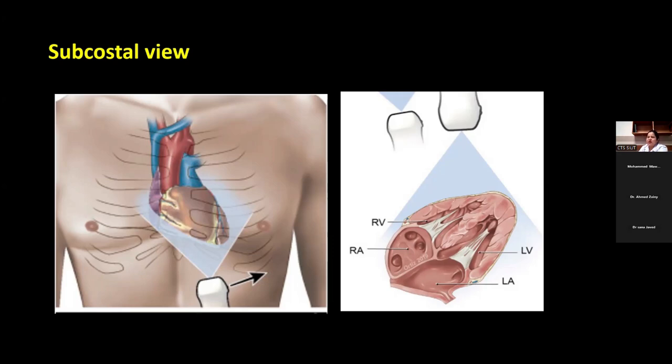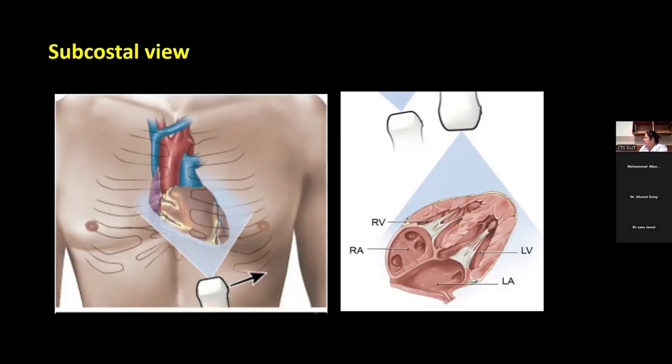So when we keep the probe at the subxiphoid area, from this view we can achieve everything and see every structure of the heart, and we can get the whole idea of what abnormality is going on, and then we confirm the abnormality by doing the other views.